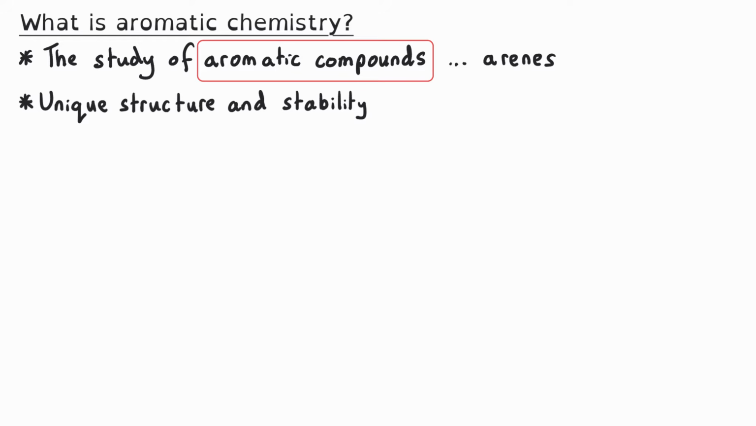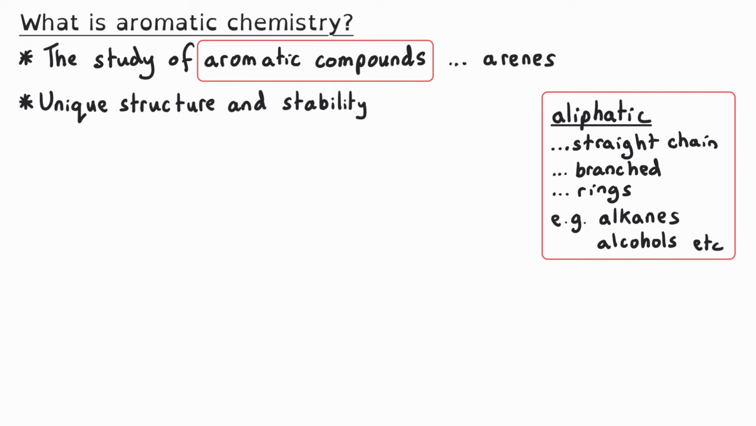Aromatic compounds are known for their unique structure and stability, which makes them significantly different to aliphatic compounds, which will make up the other organic molecules that you encountered in other topics, so the straight chain or the branched or the ringed compounds that you discovered in topics such as alkanes, alkenes, and alcohols.